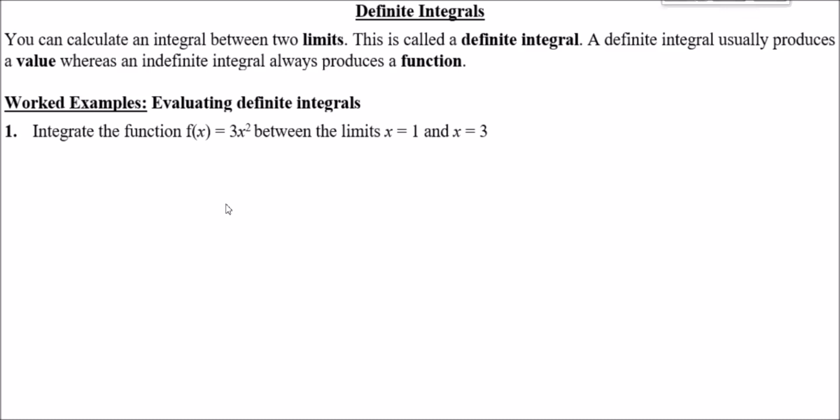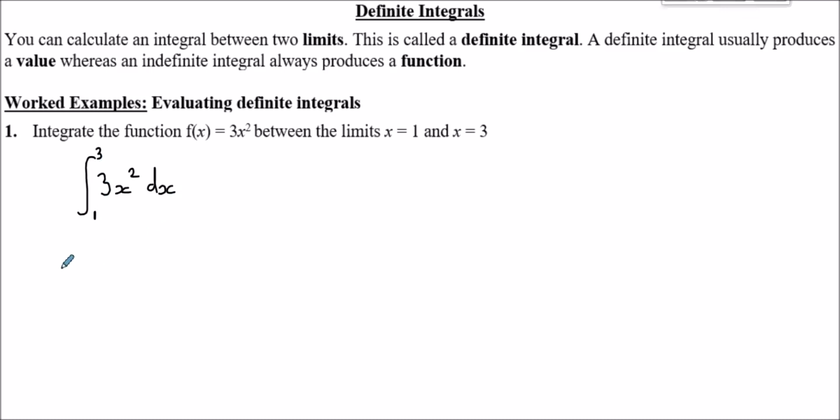So for question 1, we've got the function 3x squared, and we're going to integrate that between the limits x equals 1 and x equals 3. And so what we do here is we integrate, so the elongated s symbol, we're integrating 3x squared with respect to this variable x. Now the limits are x equals 1 and x equals 3. And so what we do, the higher limit we put here as a small 3. The lower limit we put below as a small 1. So the higher limit goes above, the lower limit goes below.